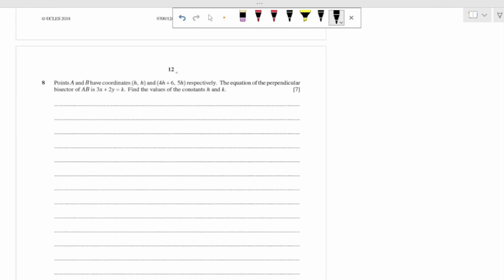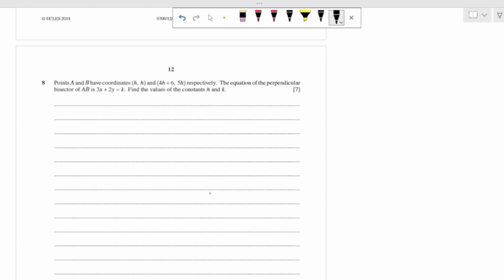And now we have question 8. Points A and B have coordinates (h, h) and (4h plus 6, 5h) respectively. The equation of the perpendicular bisector of AB is 3x plus 2y equals k. Find the values of the constants h and k.